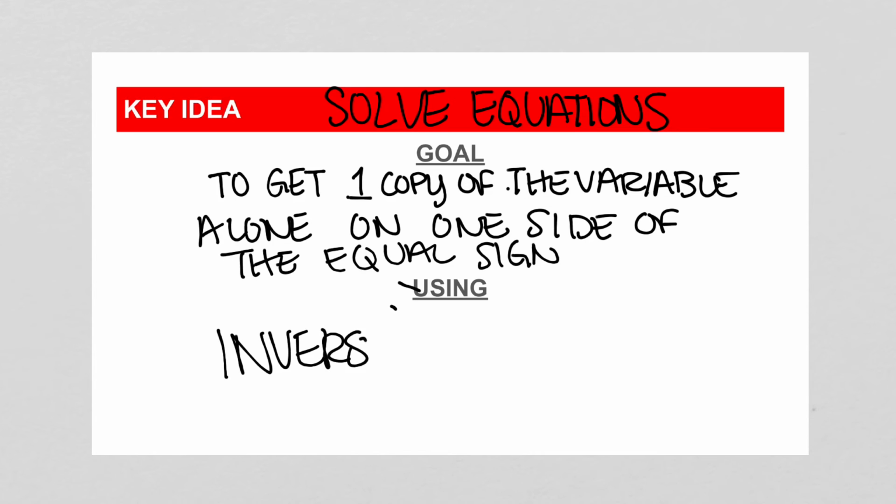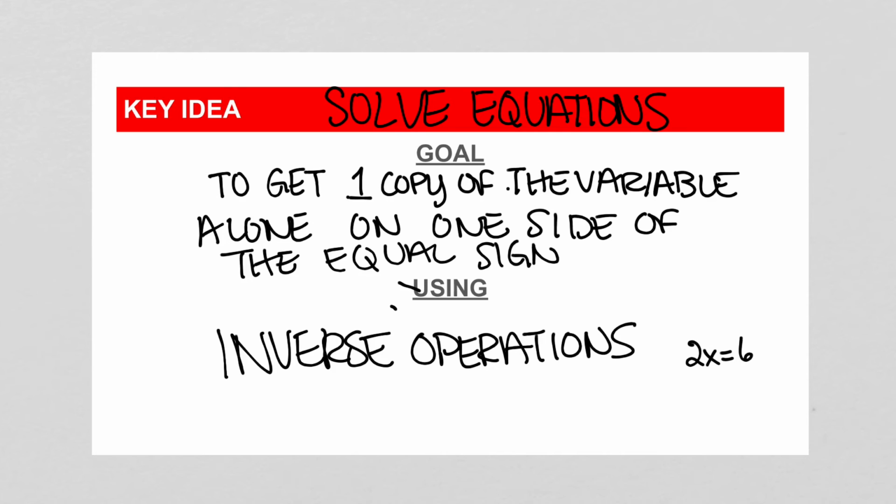When we solve, we're looking for a value of that variable that makes the statement true. So we want to get it down to where there's just one single copy on one side. For example, when we had 2x equals 6, and I said the solution was x equals 3, notice that there's only one copy of x, and it's on the opposite side of the equal sign from the number. So that's what we're going for.